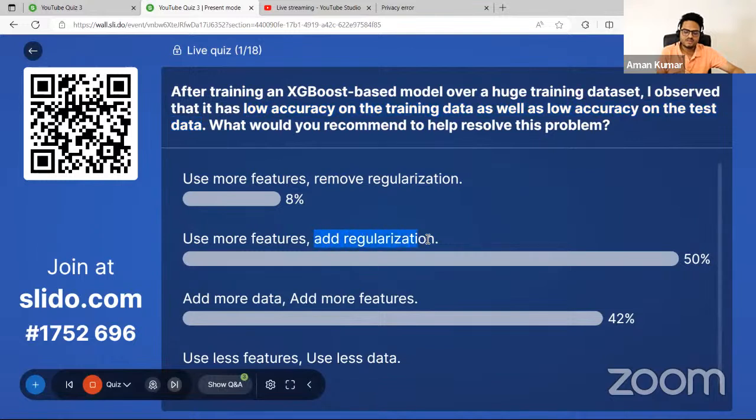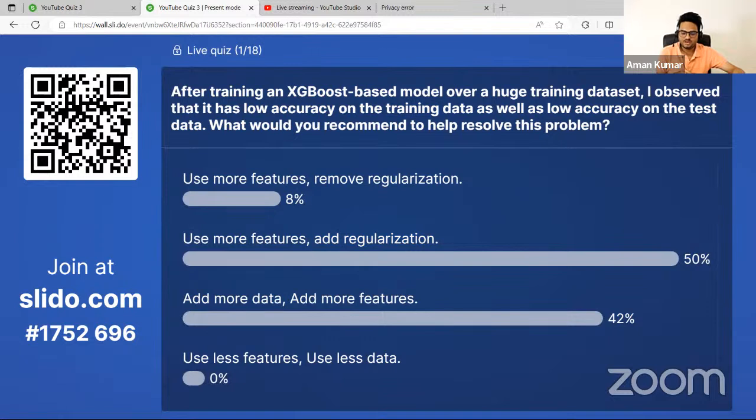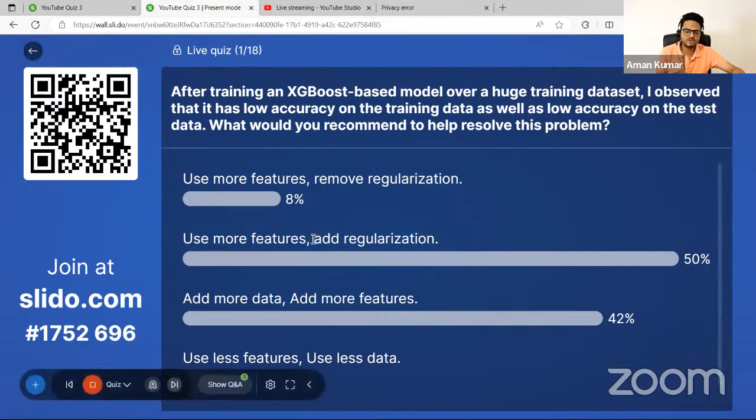See, regularization is what? Regularization is to control overfitting, right? Do you see a symptom of overfitting here? Overfitting is when at least on your training data the model is learning well, right? Why do you want to use regularization? And second thing, I am saying here huge training data, which means add more data is not the one thing you should have chosen, if you read the question carefully. So the right answer for this is, if possible, use more features, and if at all you are using regularization, then remove regularization.